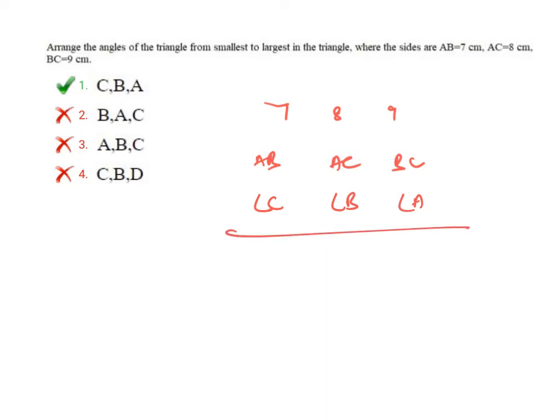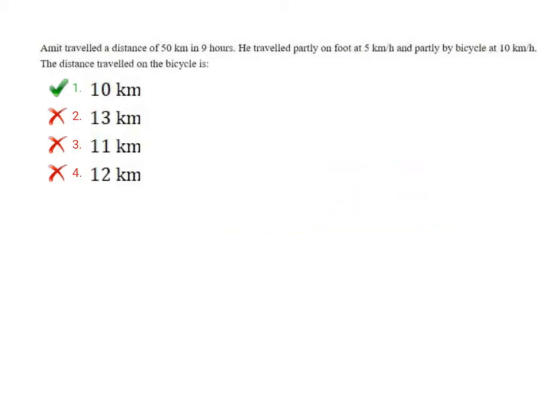So it should be CBA. Amit traveled a distance of 50 kilometers in 9 hours. He traveled partly on foot at 5 km per hour, partly on bicycle at 10 km per hour. The distance traveled on bicycle: I am dividing this 9 hours as t and 9 minus t hours. First you are using a speed of 5, so 5 into t distance, then 10 into 9 minus t.